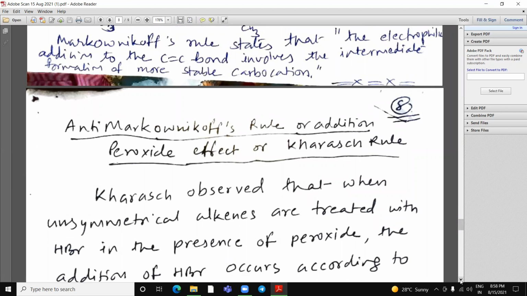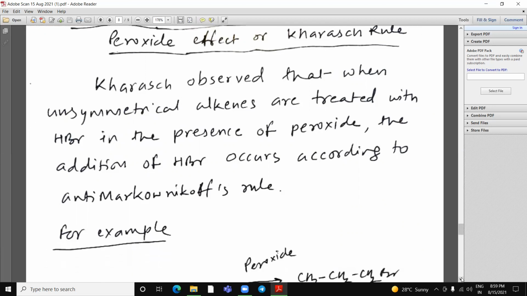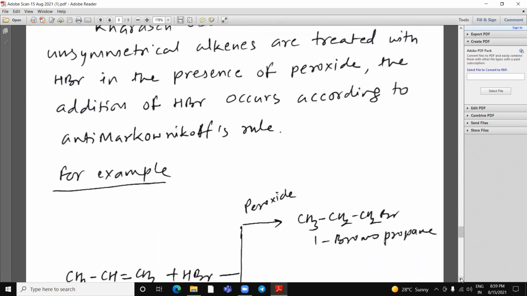Anti-Markovnikov's rule, or addition in presence of peroxide, is called peroxide effect or Kharasch's rule. According to this rule, here we are changing the condition of addition of HBr. Kharasch observed that when unsymmetrical alkenes are treated with HBr in the presence of peroxide, the addition of HBr occurs according to anti-Markovnikov rule.